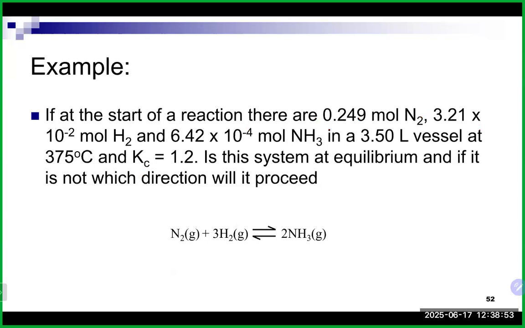So why don't you try one here? Let's say we had a reaction like so. We're starting with 0.249 moles of N2, 3.21 times 10 to the minus 2 moles of H2, and 6.42 times 10 to the minus 4 moles of NH3. It's in a 3.5 liter vessel. The Kc for this reaction is 1.2. The question is, is the system at equilibrium? And if it is not at equilibrium, which way does it need to go to get to equilibrium? So take a few moments there and calculate what you think.